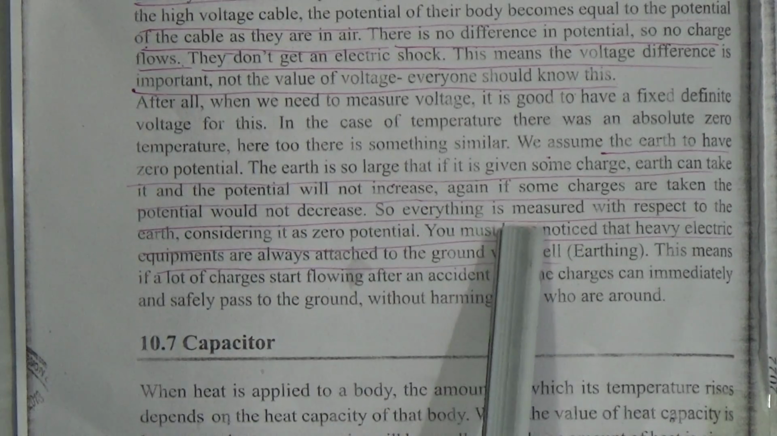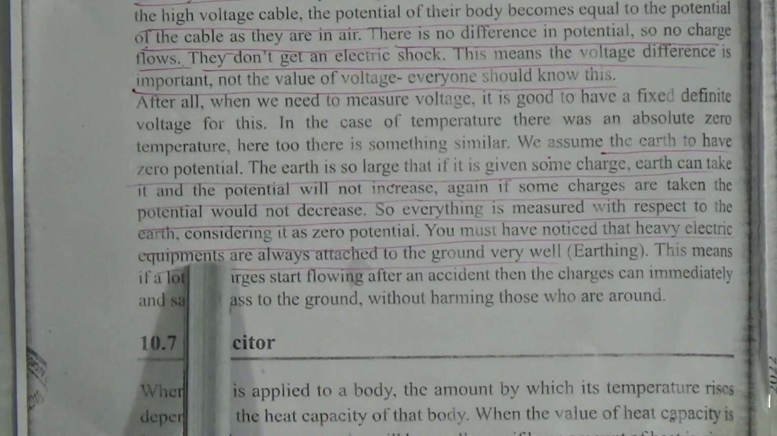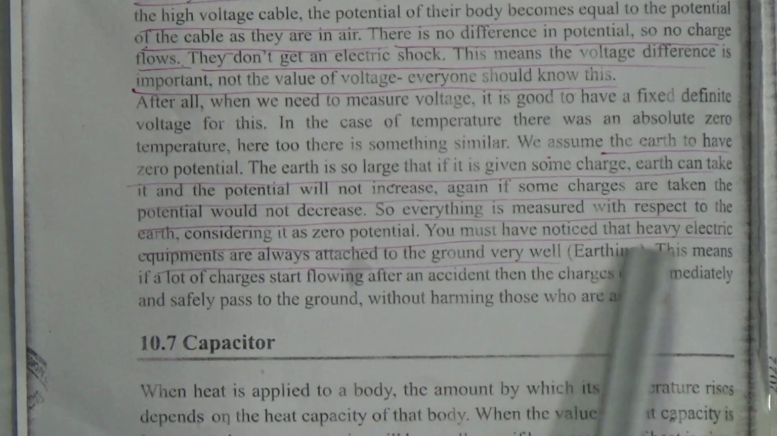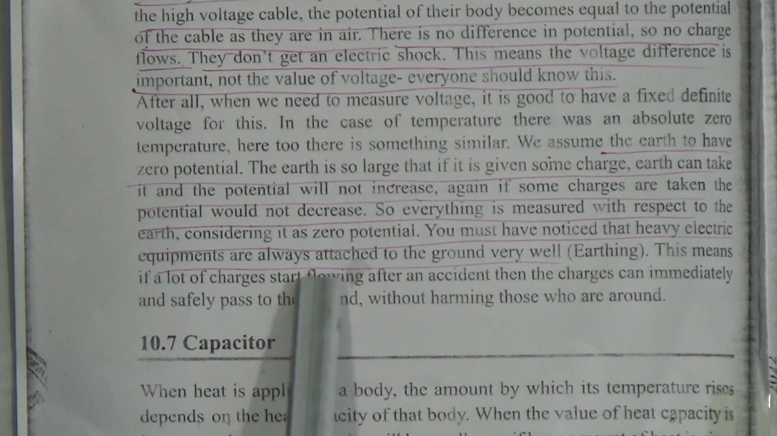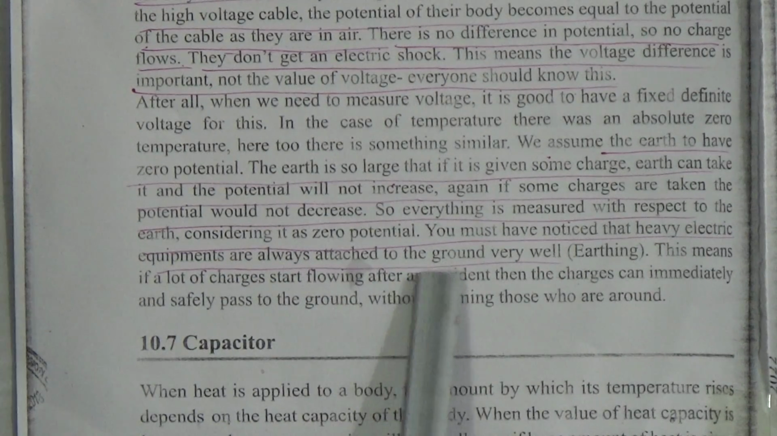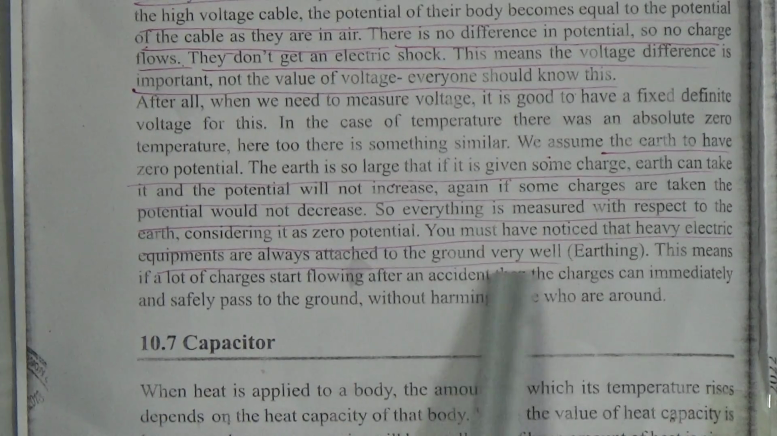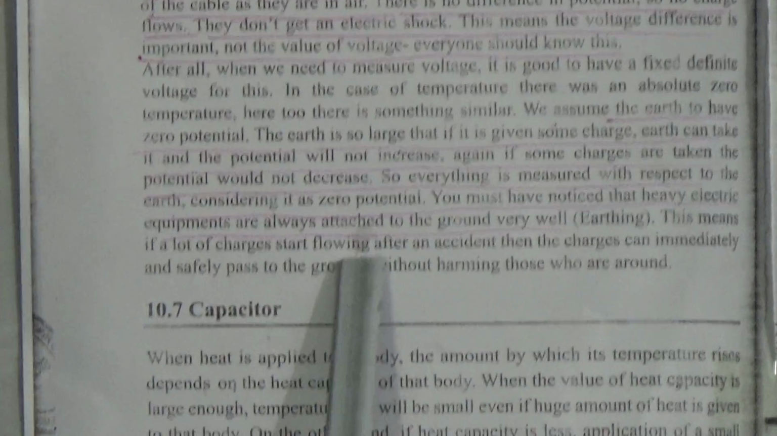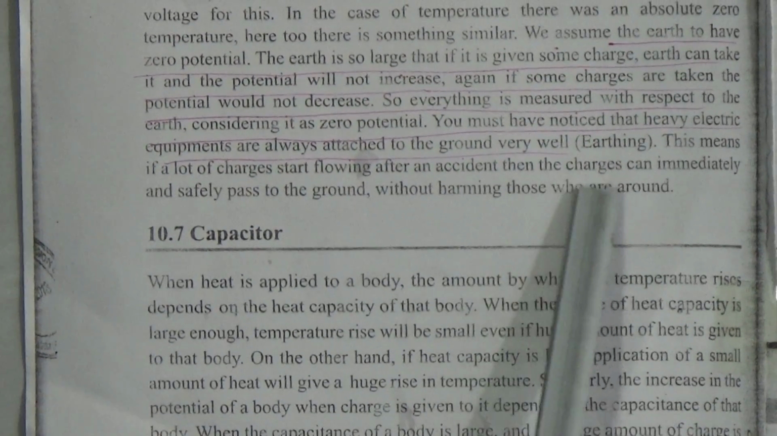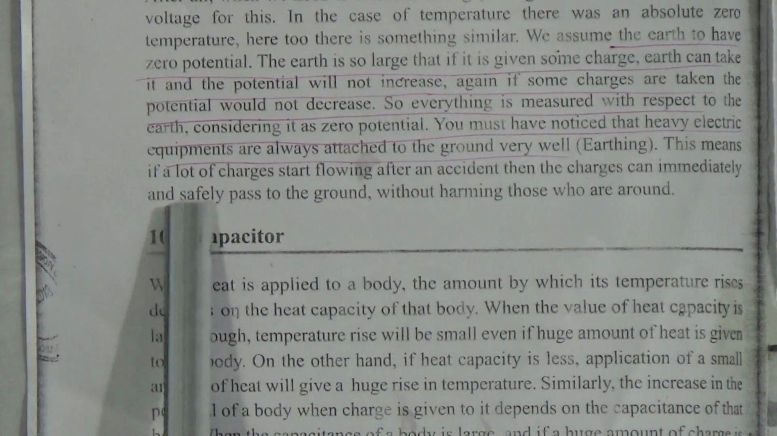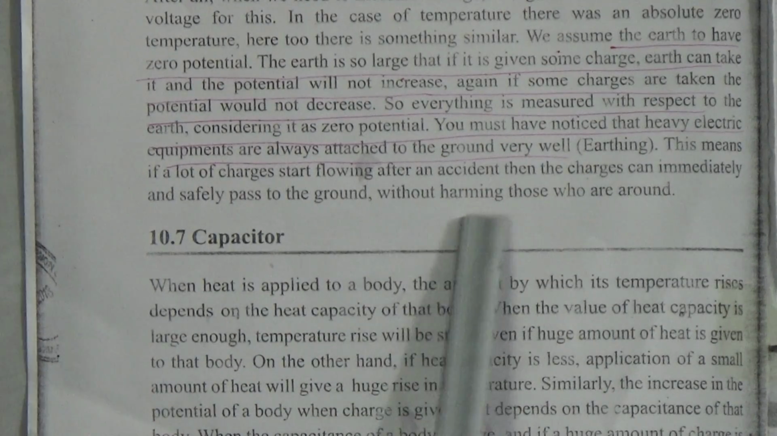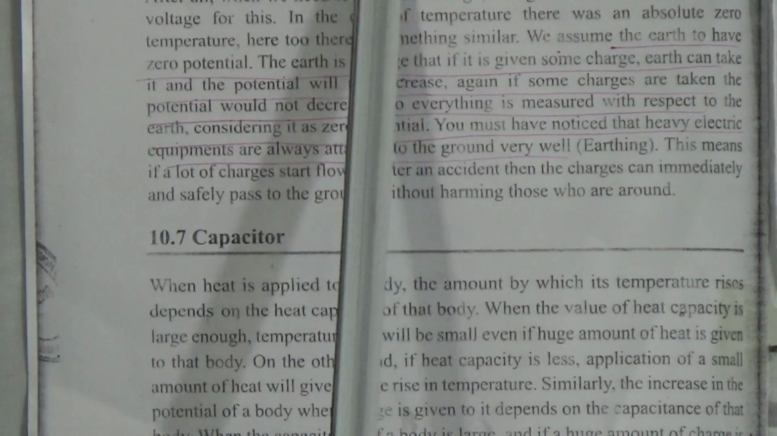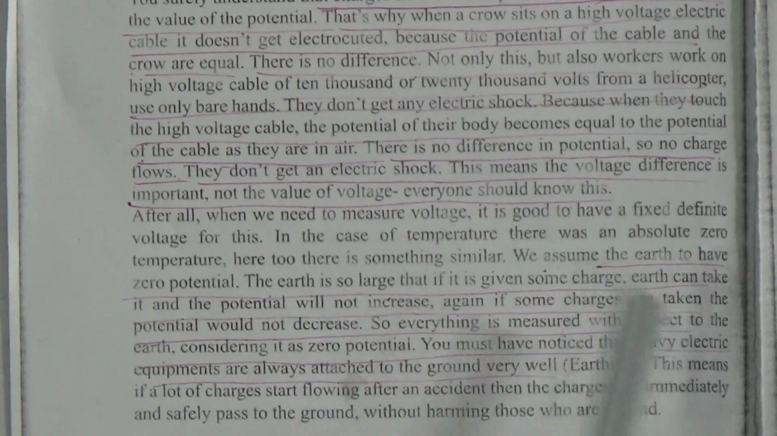So everything is measured with respect to the earth, considering it as zero potential. You must have noticed that heavy electric equipment is always attached to the ground very well, that is, we know earthing. This means if a lot of charge starts flowing after an accident, then the charges can immediately and safely pass to the ground without harming those who are around. My dear students, I think all of you have understood what is potential difference.